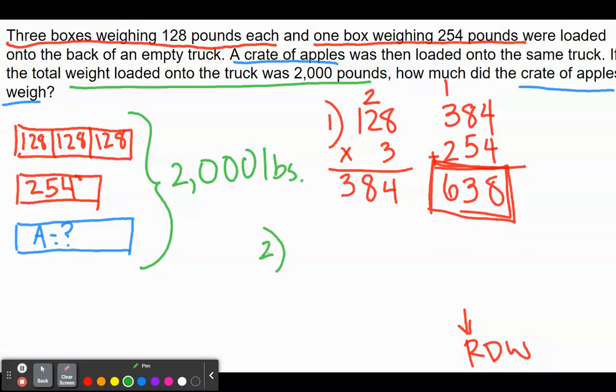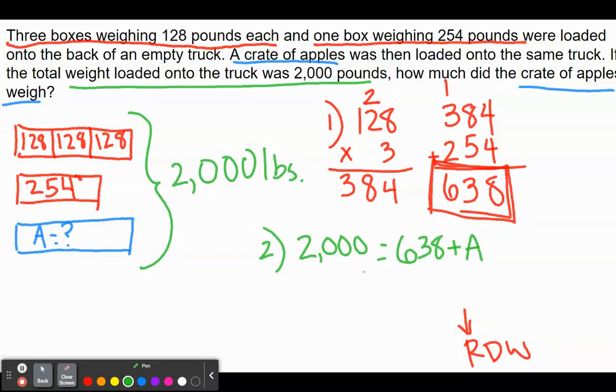Okay, so I have 2,000 pounds all together as my total. So I know that 2,000 pounds is going to equal 638 plus the weight of my apples. I don't know how much my apples are, but I can take away the weight of my boxes to figure out how much is left over and how much those apples may weigh.